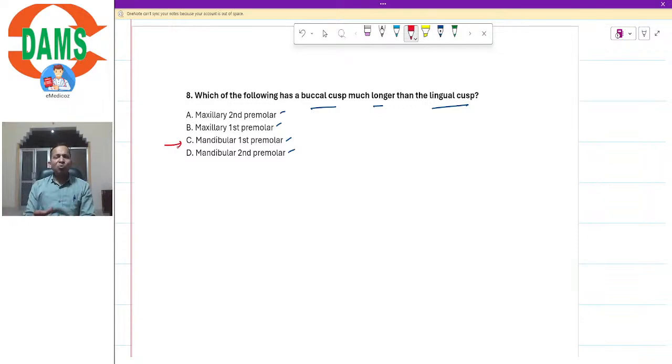So as you can see, most of the questions are centered around this mandibular first premolar. इतना exceptional tooth है ये. मार्जिनल रिज ले लो, कस्प ले लो, कुछ भी फीचर उठा लो, कहीं ना कहीं कुछ ना कुछ एक्सेप्शन मैंडिबुलर फर्स्ट प्रीमोलर में मिल ही जाता है, राइट?